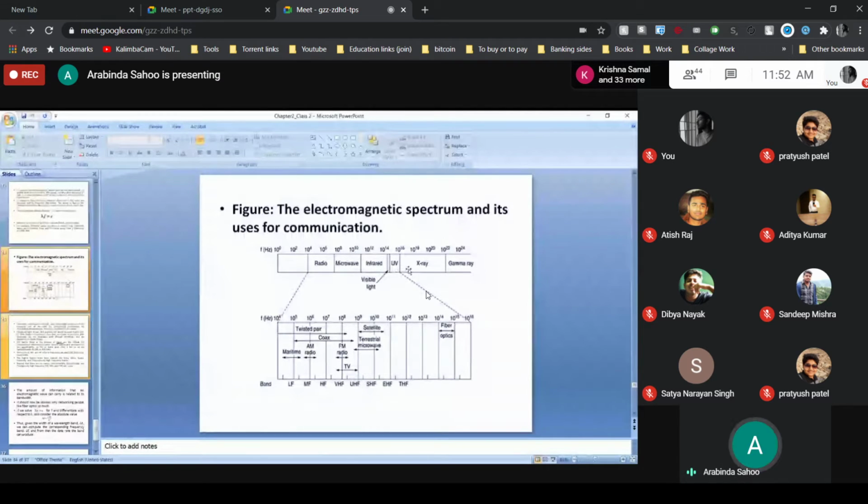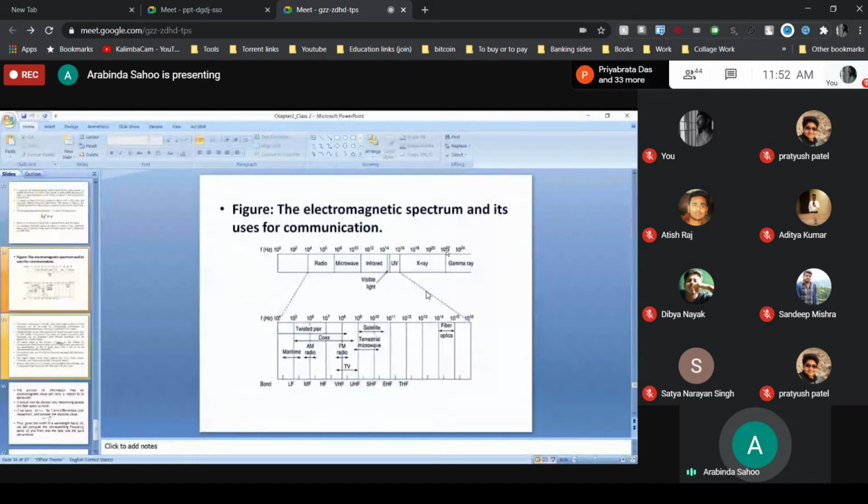All of you write down in your copy. Then 10 to the power 16 to 10 to the power 22 comes under your X-ray. These are the different frequency ranges. According to the frequency range, the frequency bands have different names.